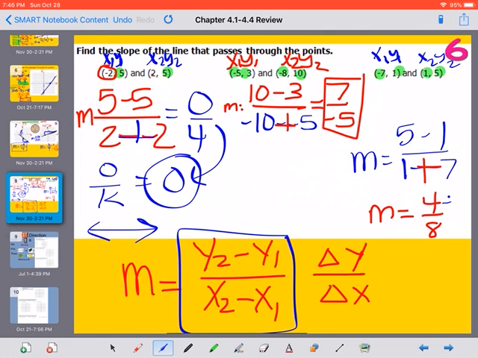So we can really simplify this by dividing by 4. And we get 1 over 2. 4/8 is the same as, or simplified, 1/2.